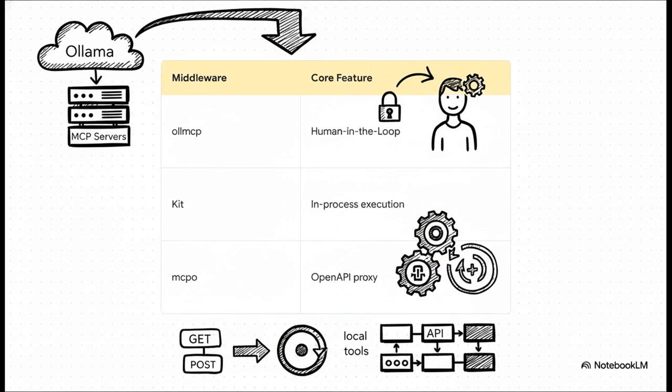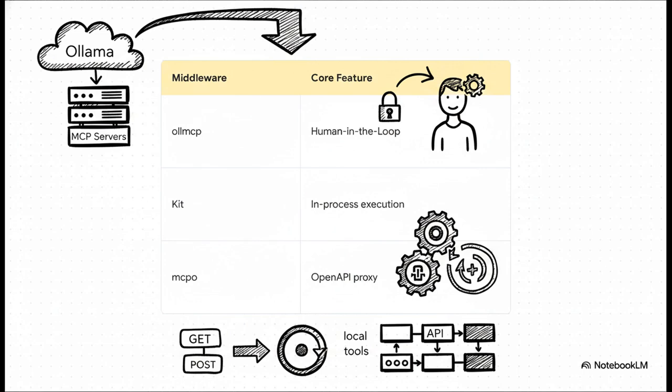We've got 3 powerful options paving the way right now. First up is ollmcp, which is a Python-based terminal interface. It dynamically connects Ollama to MCP servers and offers amazing safety features like human in the loop. Then you have Kit. This is a Go-based tool that uses an embedded interpreter to run extensions directly in process. That's huge because it completely avoids the overhead of constantly spawning new operating system subprocesses.